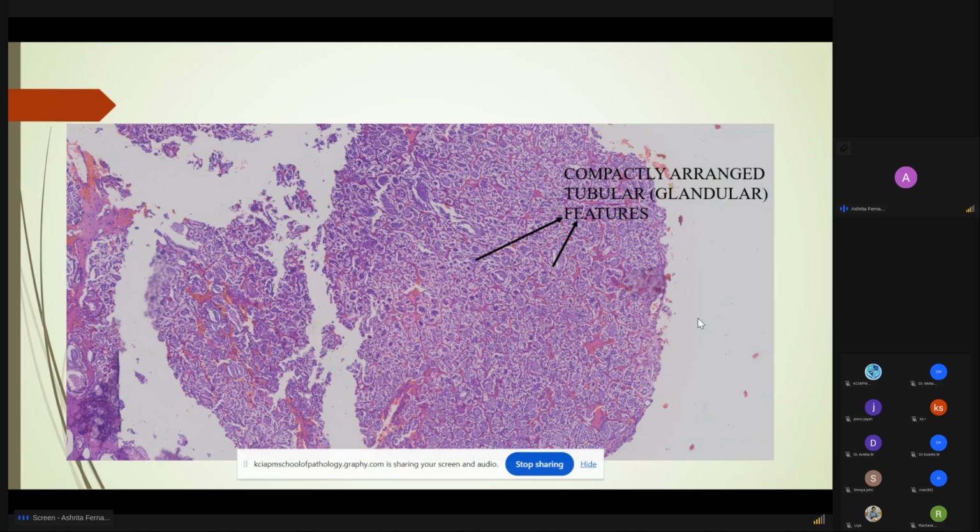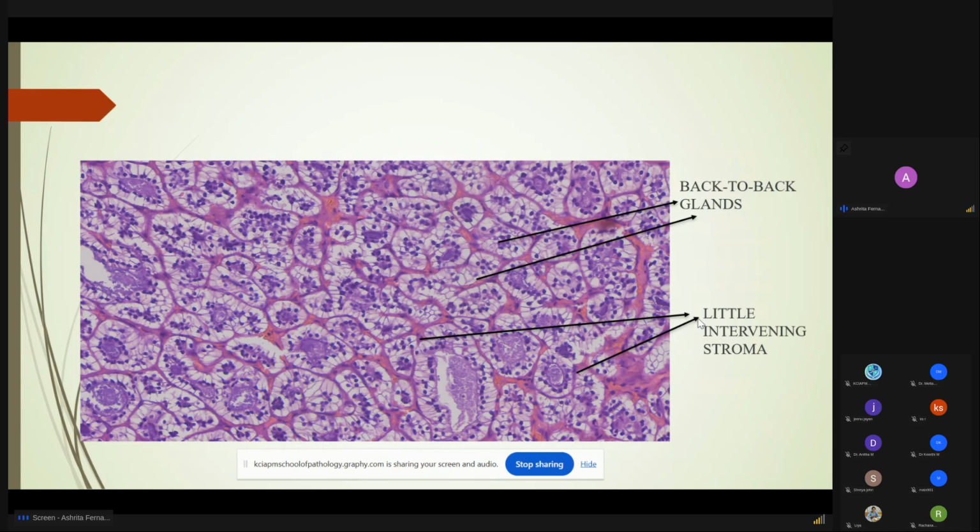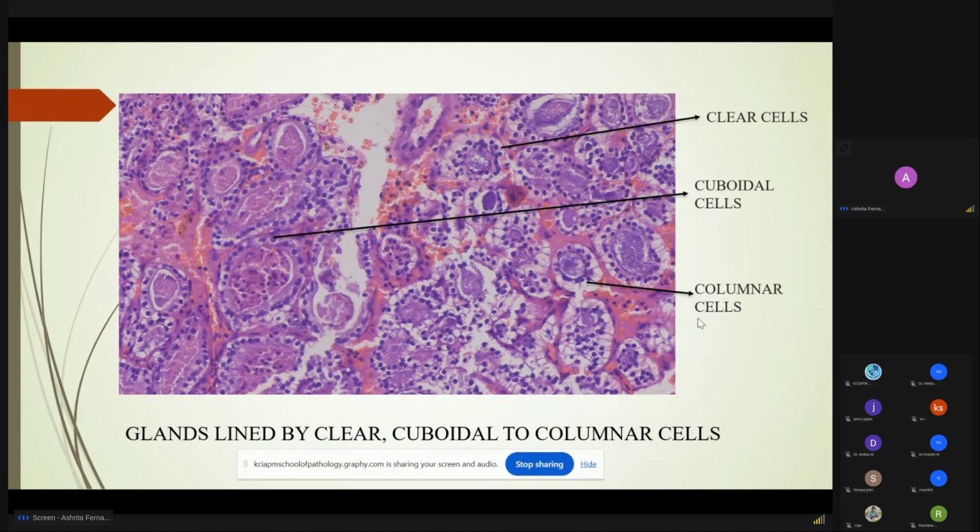So over here you can see polypoidal fragments of a neoplastic tissue composed of compactly arranged tubular glands. These glands were arranged in back-to-back manner with very little intervening stroma. The glands were lined by cuboidal to columnar cells, and the cytoplasm was clear.